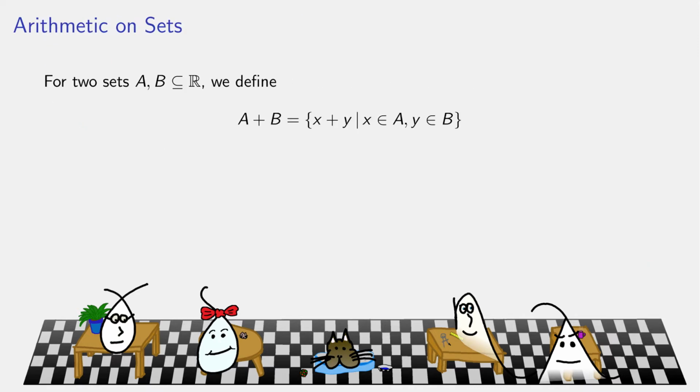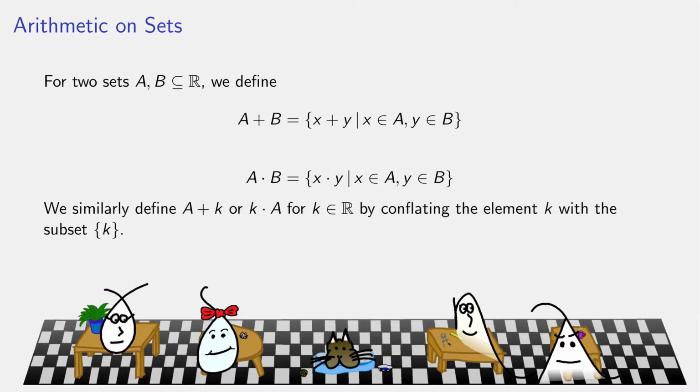We can also do things like add sets together. If I have 2 subsets of the reals, I can define A plus B to be all x plus y's, where x was an element of A and y was an element of B. And I can do A times B, which is all possible products. Notice A plus B is not the union. We can already do unions. We can already do intersections. This is different. This is adding things from A to B.